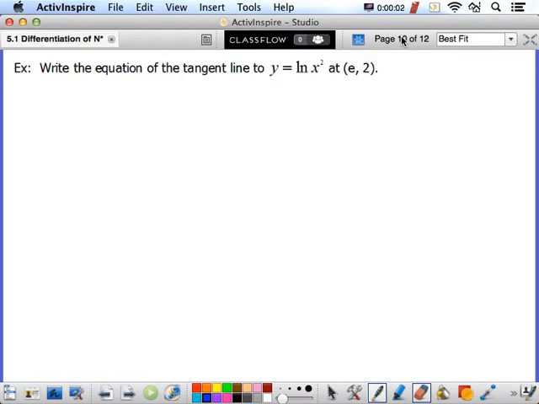Let's revisit writing the equation of a tangent line, but we'll use a function that contains a natural log. So we have y equals the natural log of x squared. We want to use the point e comma 2.